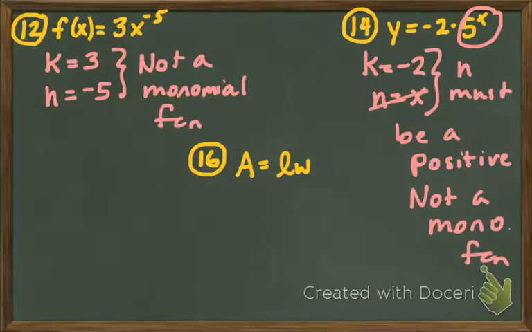And go back to 12 and give our reason there. -5 is not a positive integer, is the reason for 12.